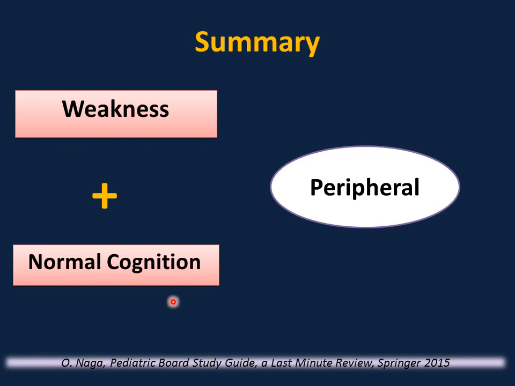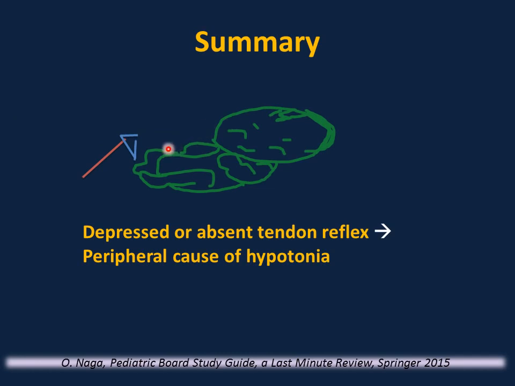If you have weakness and normal cognition, the most likely underlying cause of hypotonia is peripheral. Finally, on physical examination, if the tendon reflex is depressed or absent, this is indicative of a peripheral cause of hypotonia. This is the end of this presentation.